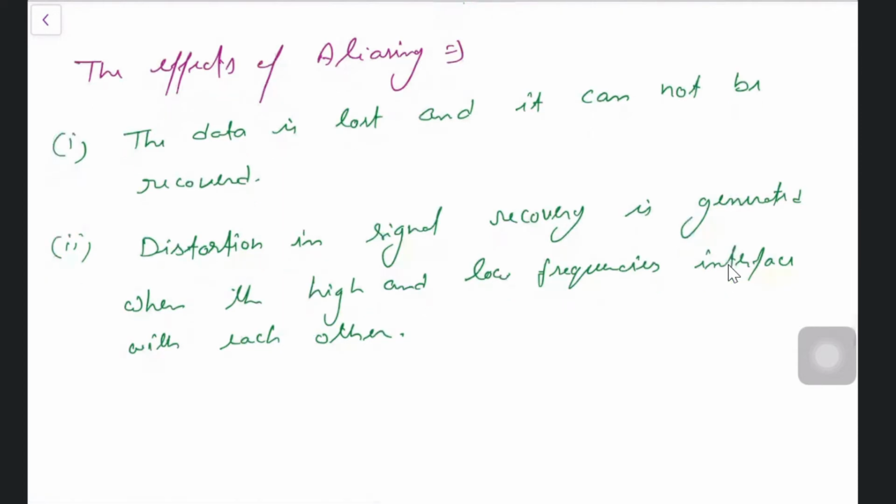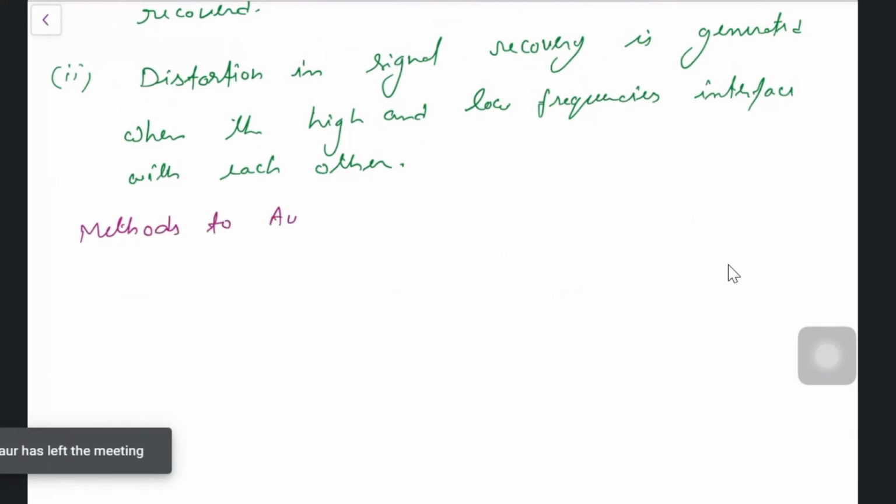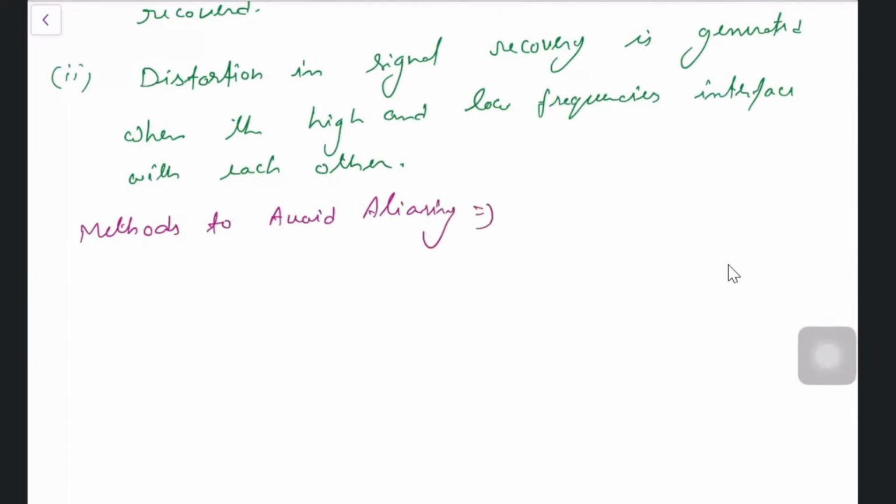Now, how can you avoid this? Let me talk about how you are going to avoid the aliasing effect. There are some methods to avoid aliasing. Obviously, the problem is fs being less than twice of fm, so first, we should design fs to be greater than or equal to twice of fm.